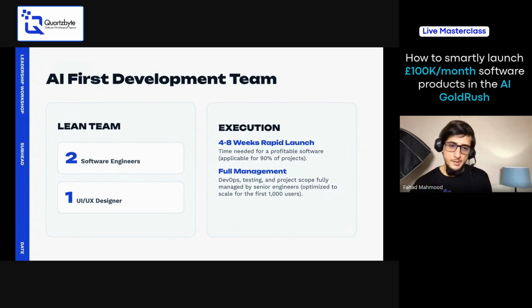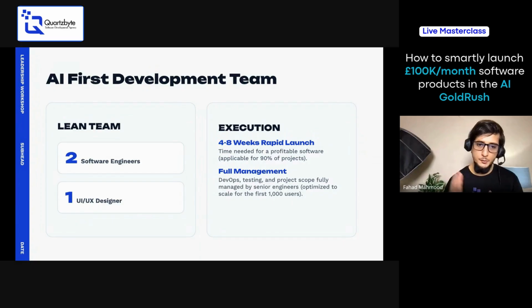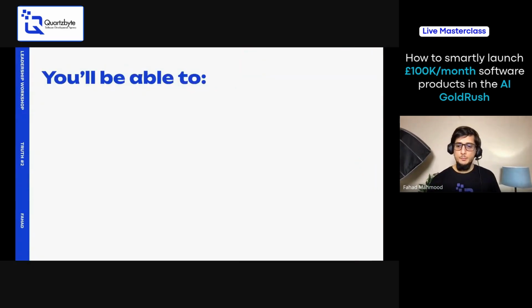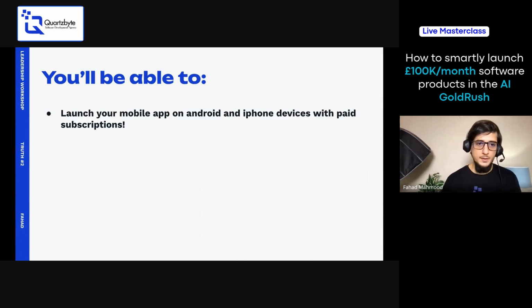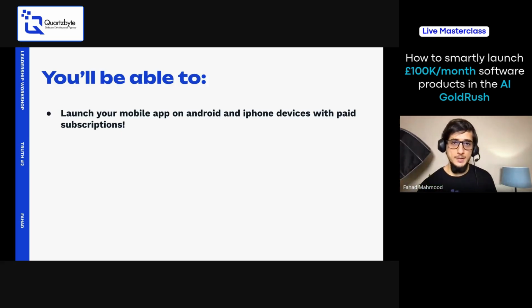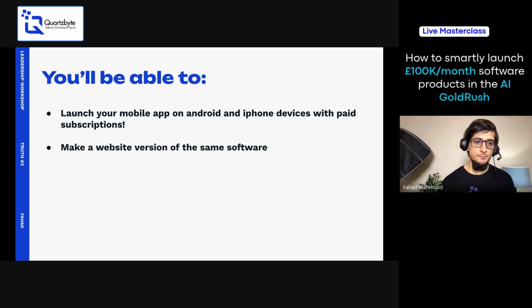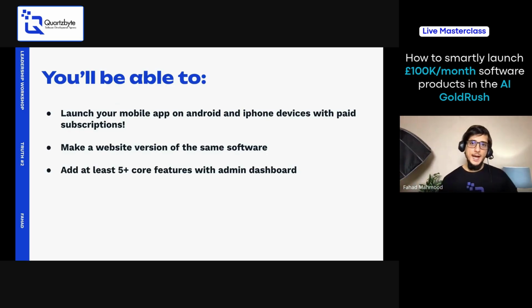And that means they will manage everything like DevOps, testing, project scope, all of these things. So if you can get this lean AI plus development team, you will be able to launch your mobile app on Android and iPhone devices with a paid subscription. You will make a website version of the same software, so anyone who wants to use it from their laptops, right, they can do that. You will be able to add at least 5+ core features in just 4 to 8 weeks of time, right? With admin dashboard as well, so you can manage everything very smoothly.